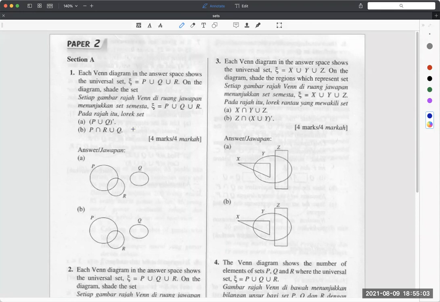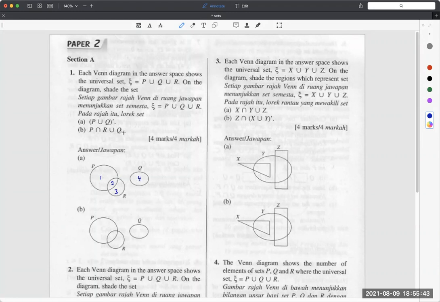So this is what you should do if you find it difficult to determine the areas. What you can do is to assign numbers or alphabets to the areas. For example, for this first question, we can assign 1 to that area, 2, 3, and 4. So we can assign these numbers to these different areas.